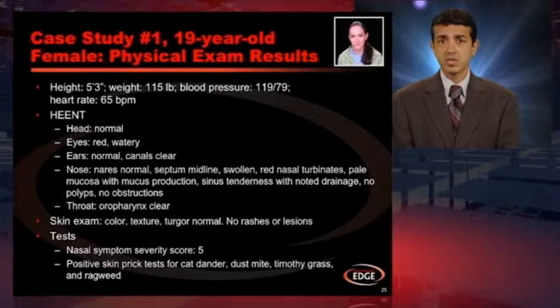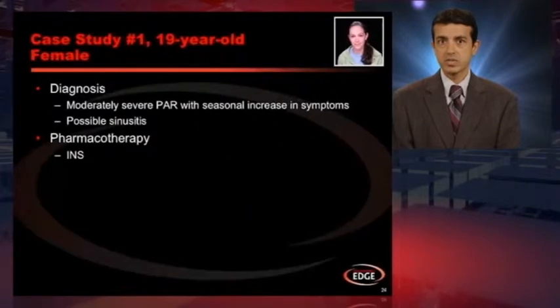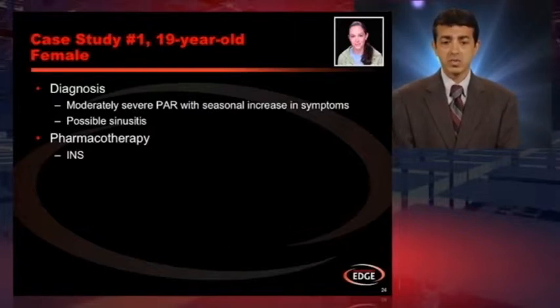Her nasal symptom severity score was 5, and she had positive prick skin tests for cat dander, dust mite, so those are perennial allergens, and then timothy grass and ragweed for seasonal sensitivity. So diagnosis in this patient would be moderate to severe PAR with seasonal increase in symptoms, and this is corroborated by her skin testing, possible underlying sinusitis. So pharmacotherapy, one option would be intranasal steroids. However, one may have additional considerations for treatment. There's no one correct answer or one correct starting point here.